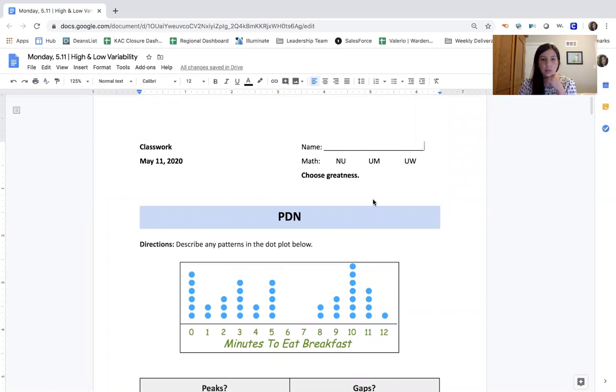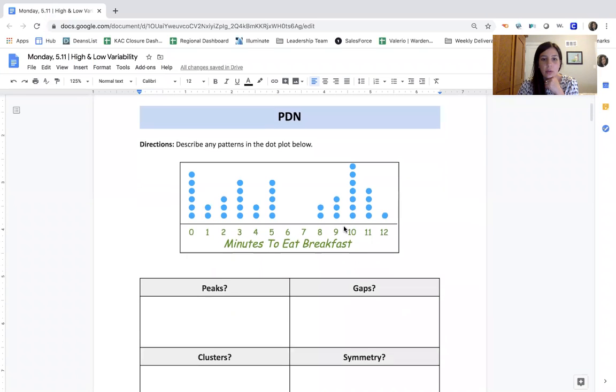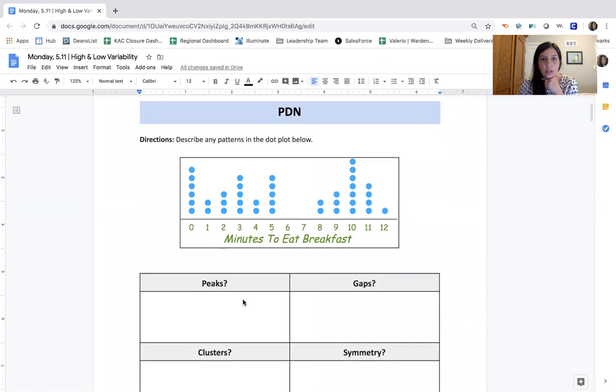Before we get into new stuff though, go ahead and take a few minutes to complete your PDN. It's a review of the vocabulary that we learned on Friday: peaks, gaps, clusters, and symmetry, as you're looking at this dot plot. Go ahead and complete that and then come back to the video when you're ready to review.